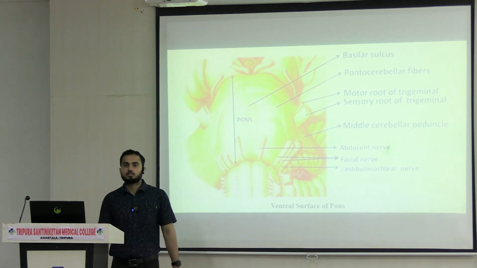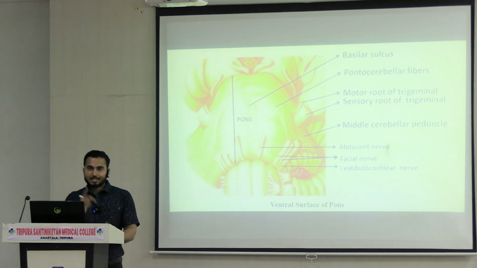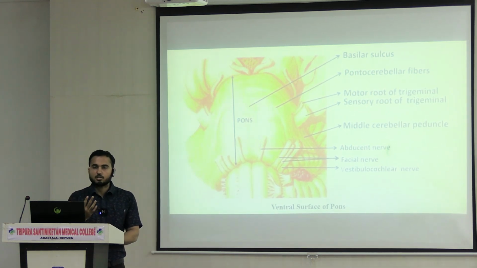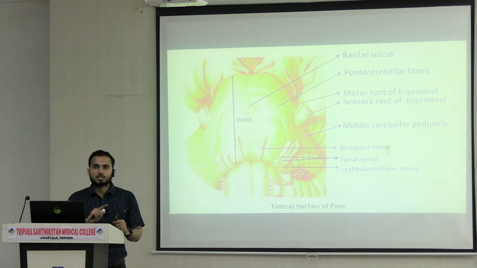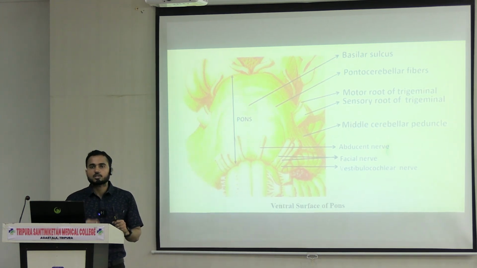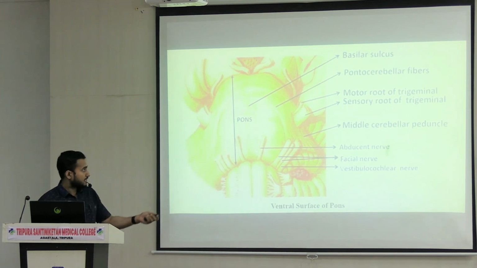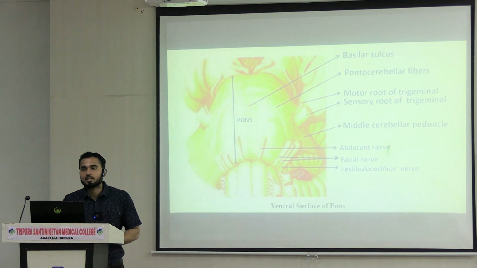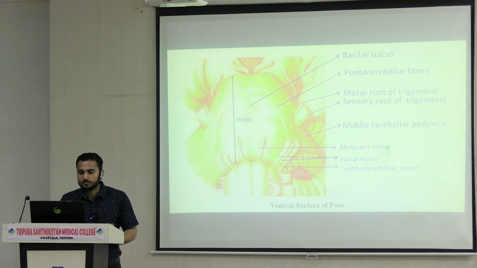So from the ventral aspect of the body of the pons, which nerve is arising? Trigeminal nerve, laterally with two roots, sensory root and motor root. Sensory root is the large one, motor root is small. It can be seen very easily, so there is an important identifying feature in the case of pons.